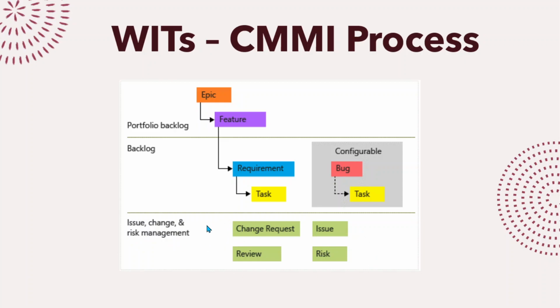So these are the different terms that are used with change management and risk management. Okay, so we looked into the definitions of all these things: change request, issues, review, and risk. So this is the very basic workflow hierarchy of the CMMI process. I hope you now got a very basic idea about what these work item types are.